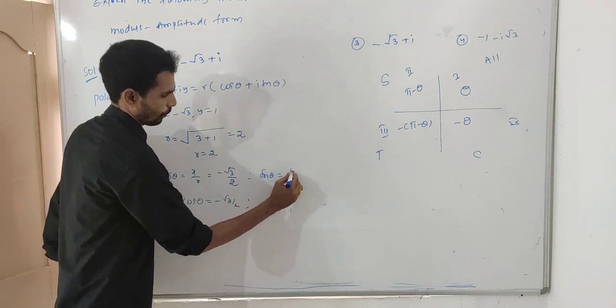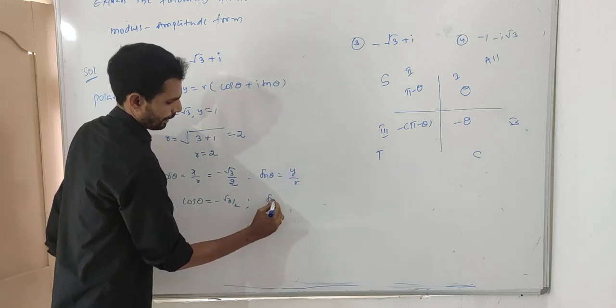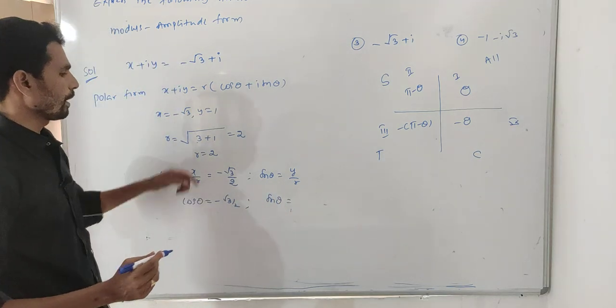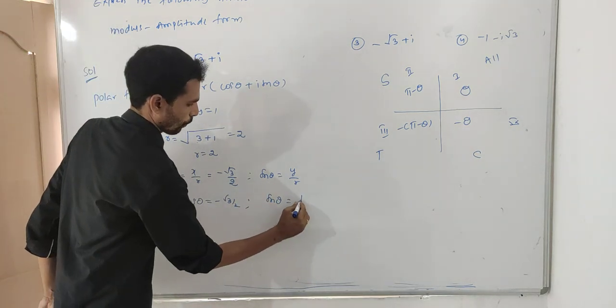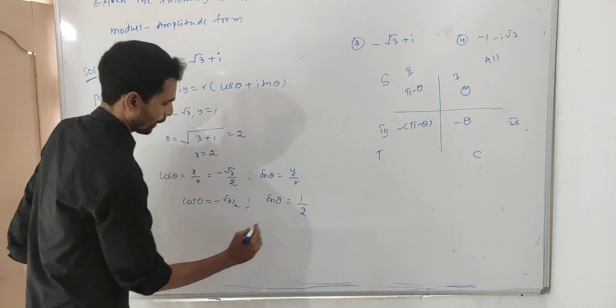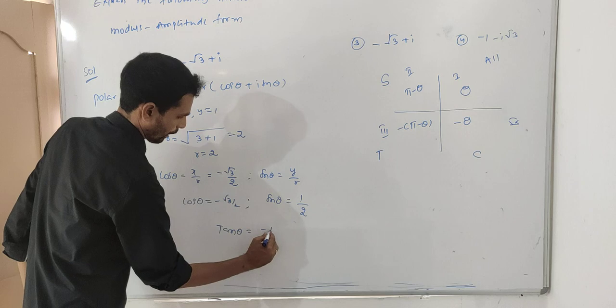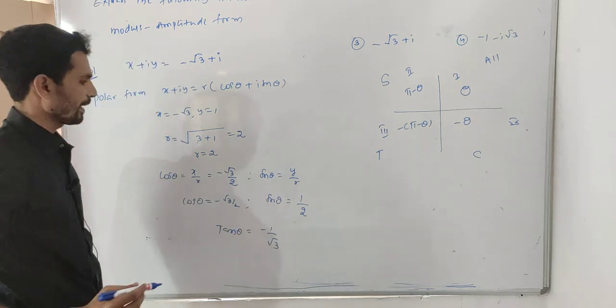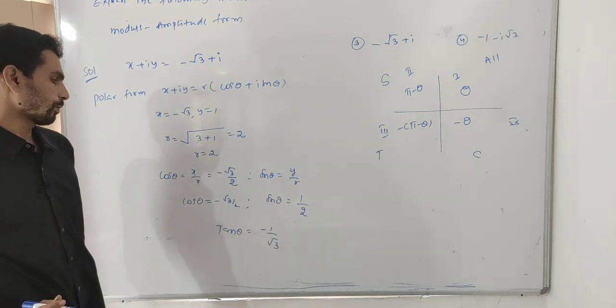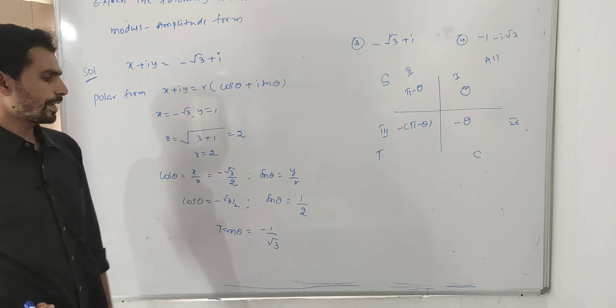Sin theta is equal to y by r. What is the y value here? Y value is 1, r value is 2, so 1 by 2. Similarly, tan theta is equal to what you will get? Tan theta is equal to minus 1 by root 3. Sin theta by cos theta, the 2 cancel, minus 1 by root 3. Cos is negative, tan is negative, sin is positive.